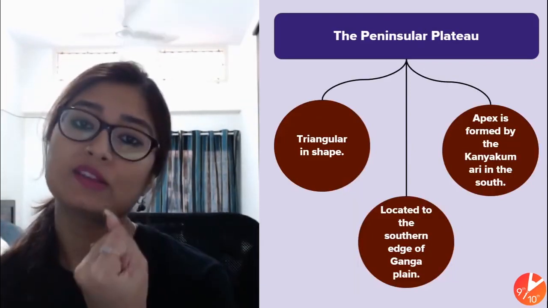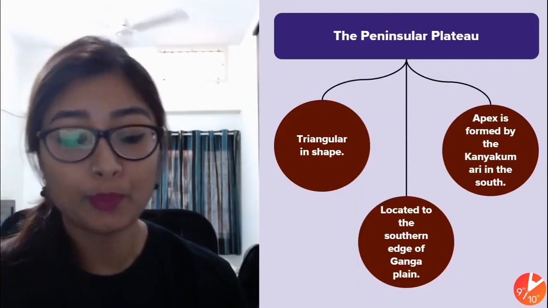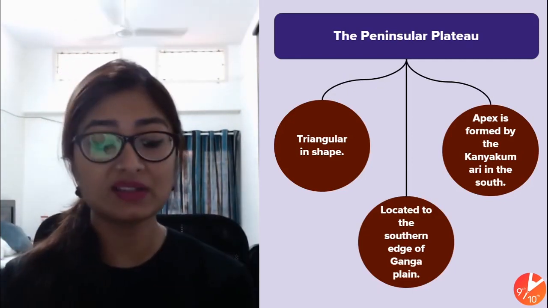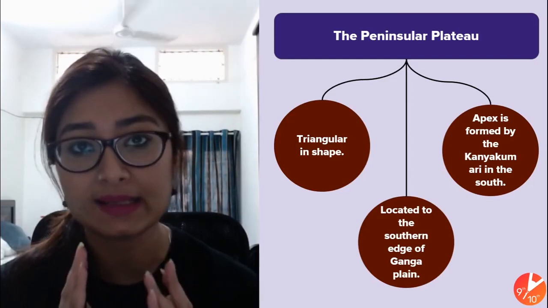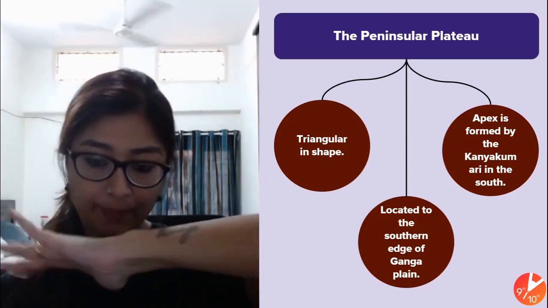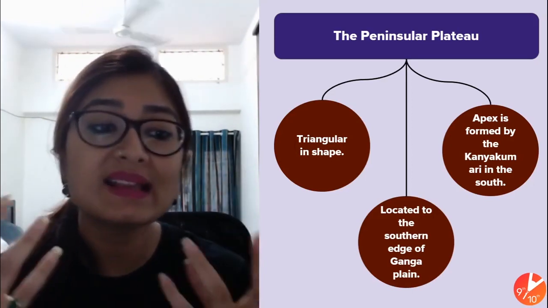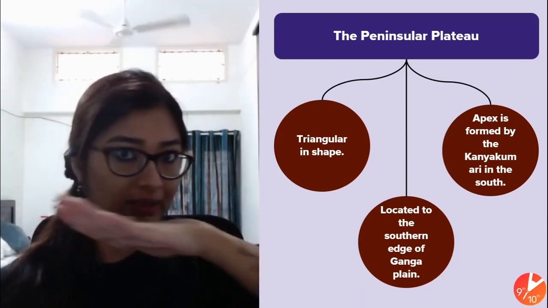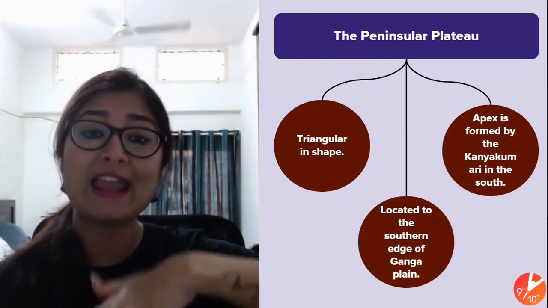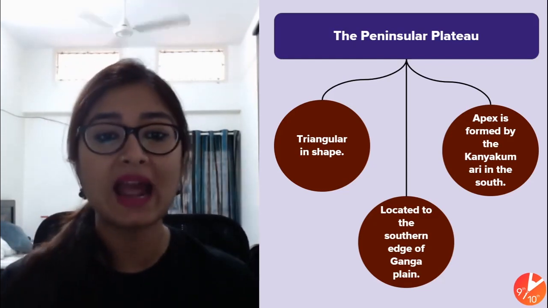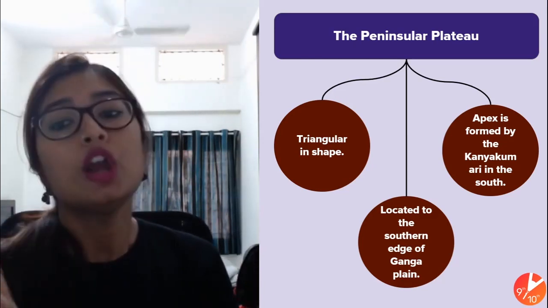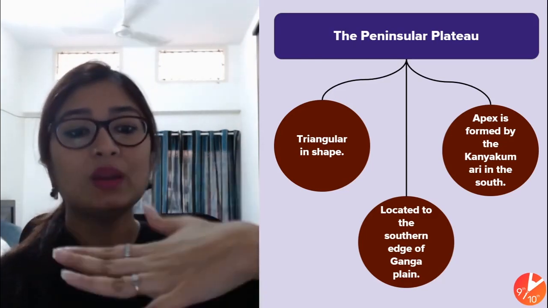Then let's talk about the peninsular plateau. Now what is peninsular? Peninsula, as I told you, is basically a landmass which is surrounded by water on its three sides. But in India, the peninsular region actually has a plateau. Now what are plateaus? Plateaus are basically flat, just like plains, but they're elevated like mountains. So you can see it's a formation of a landmass which is somewhere between plains and mountains. So plateaus are flat elevated lands.